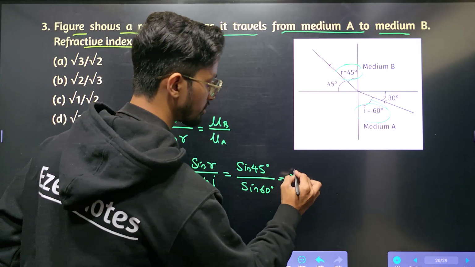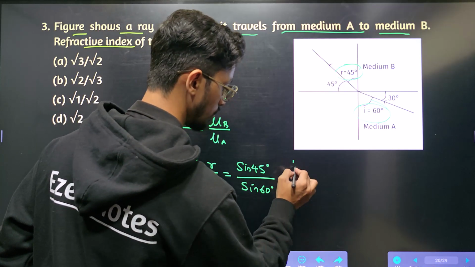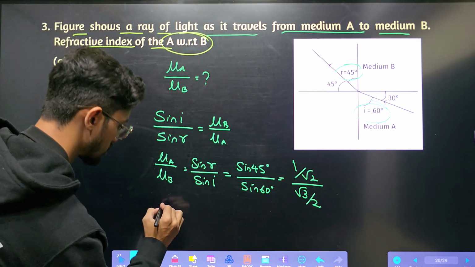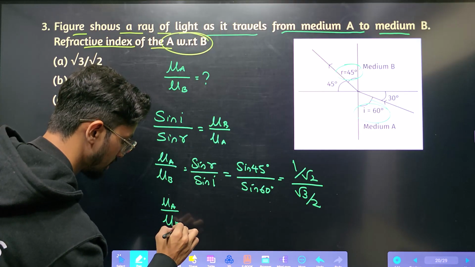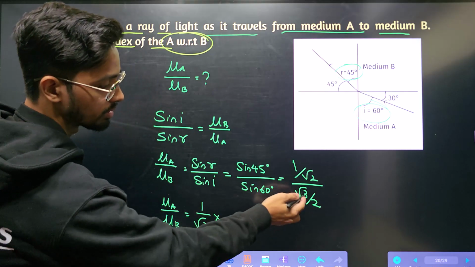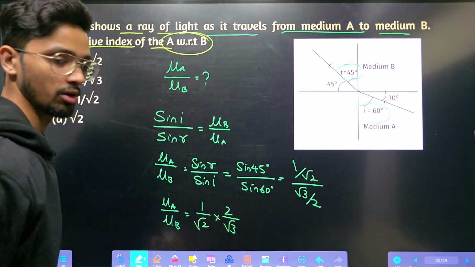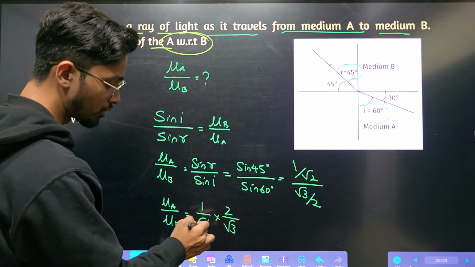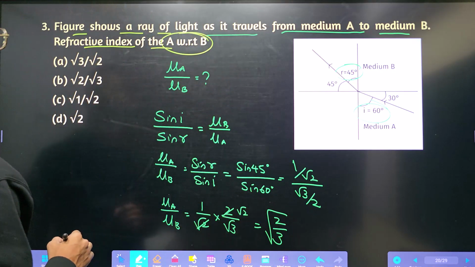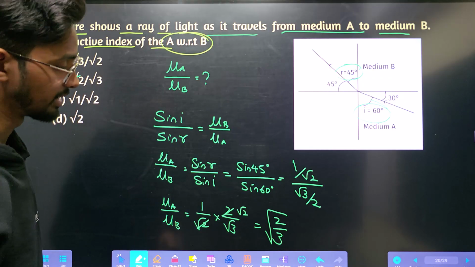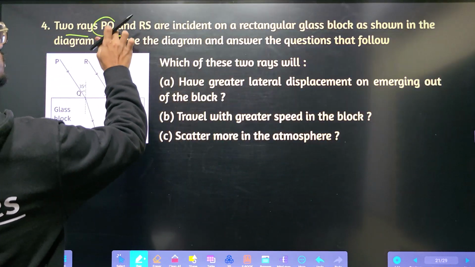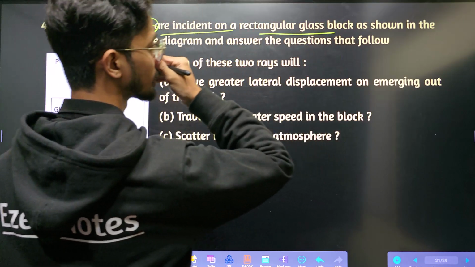What is sin 45? Sin 45 is 1 by root 2, and sin 60 is root 3 by 2. So mu A upon mu B can be written as 1 by root 2 into, this will become 2 by root 3 because it is in the denominator. So 2 by root 2 is root 2. Therefore we can write it as root 2 upon root 3. Root 2 upon root 3. Option B will be the right answer. Easy? Easy. Next.